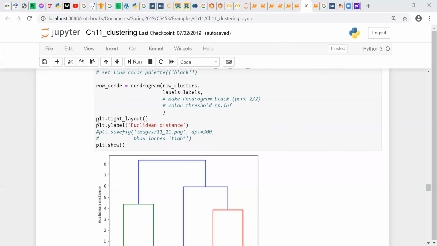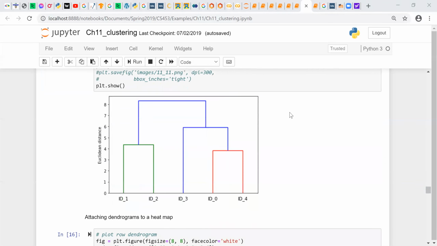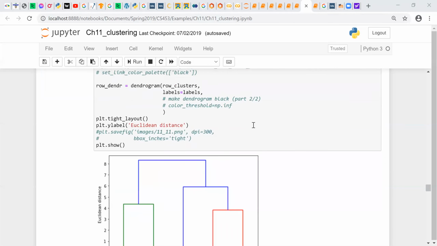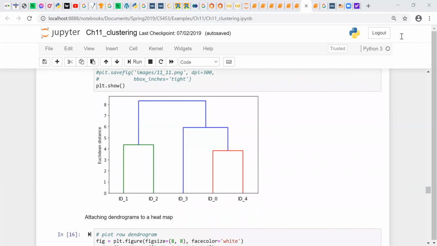And of course, if you draw, you still need to use pyplot. But just remember, the dendrogram itself is not from pyplot. Here we have this dendrogram. The x-axis is all the samples, and the y-axis is the distance, whatever you pick for the calculation.